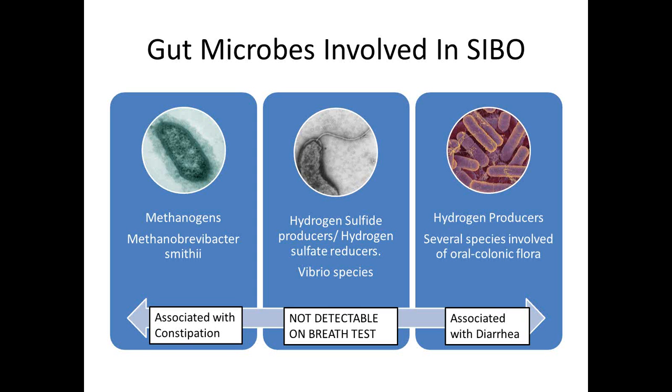On the right are hydrogen-producing bacteria. This is the most commonly found bacteria in bacterial overgrowth. It's more associated with diarrhea and will produce positive hydrogen production on the lactulose or glucose breath test. In the middle is the newest of the identified bacteria that may be involved with SIBO, and this is hydrogen sulfide producers. Hydrogen sulfide producers are currently not identifiable on a breath test. There are some tests I've seen show up that have been shown in the United Kingdom that are being developed, but currently we don't have a way to detect it.